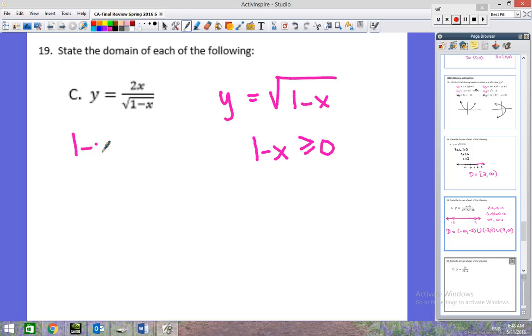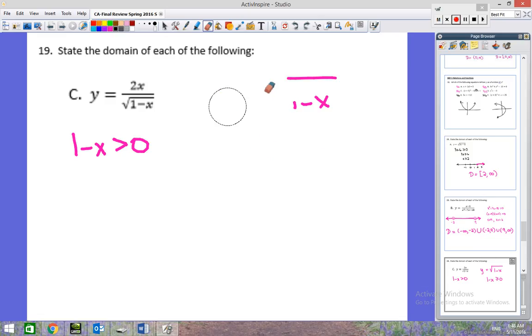So this 1 minus x, I don't want to include this equality. I want to say it's strictly greater than 0 because it's in the denominator. If it wasn't in the denominator, I would have that equal sign there, and my domain would be different.